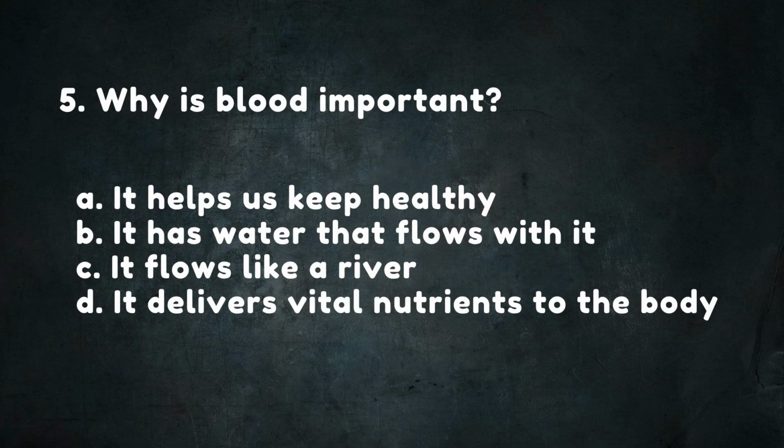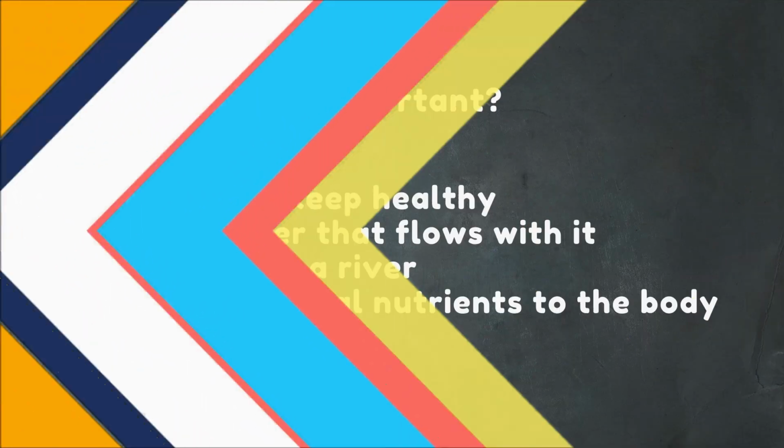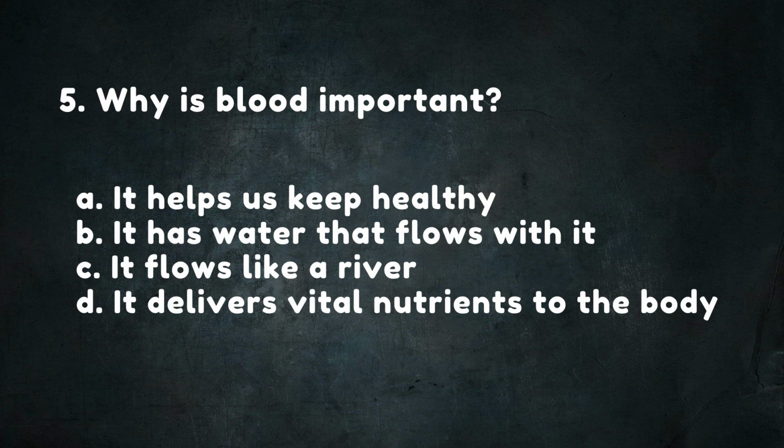Number 5. Why is blood important? A. It helps us keep healthy. B. It has water that flows with it. C. It flows like a river. D. It delivers vital nutrients to the body. Very good. The answer is letter D. It delivers vital nutrients to the body.